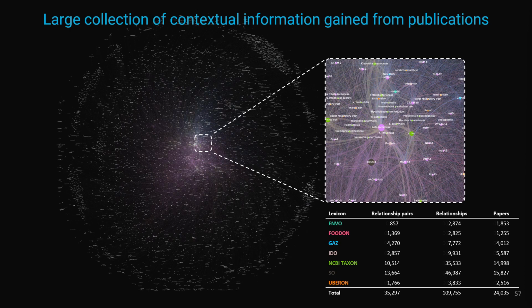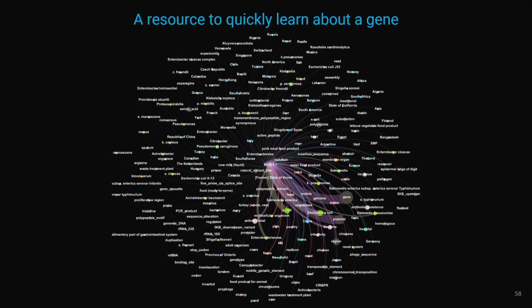Overall, out of the 200,000 abstracts we annotated, 24,000 contained about 35,000 unique relationship pairs. The thickness of an edge represents the number of relationships between two terms, and the node size scales with the number of related terms. This is impossible to really understand on such a large scale, so by looking at these relationships on a gene-by-gene basis, you can learn a lot about a gene by itself.